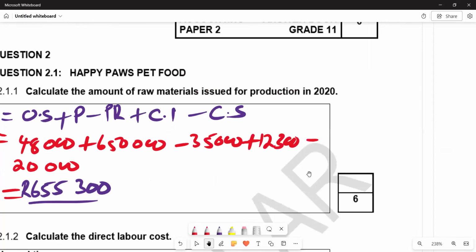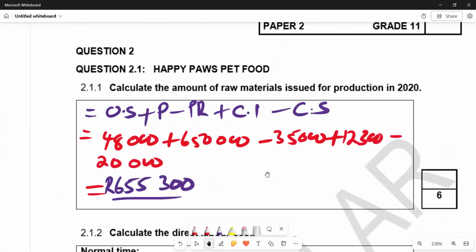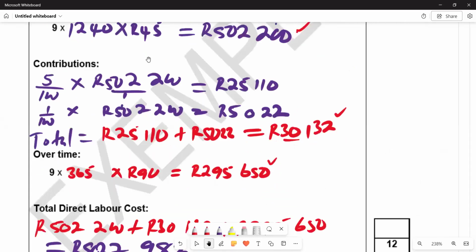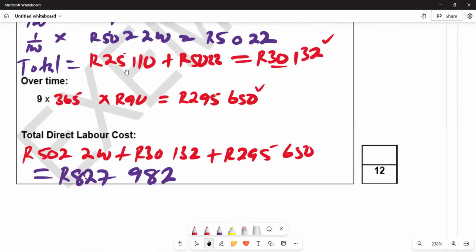So we are saying we calculated the figures here. We are saying direct material issued, we found it as 655,300. This is the figure we are going to put again on the debit side of work in process. And also we have the direct labor figure that we calculated here, which is 827,982. We also put it on the debit side of the work in process. So we go there.